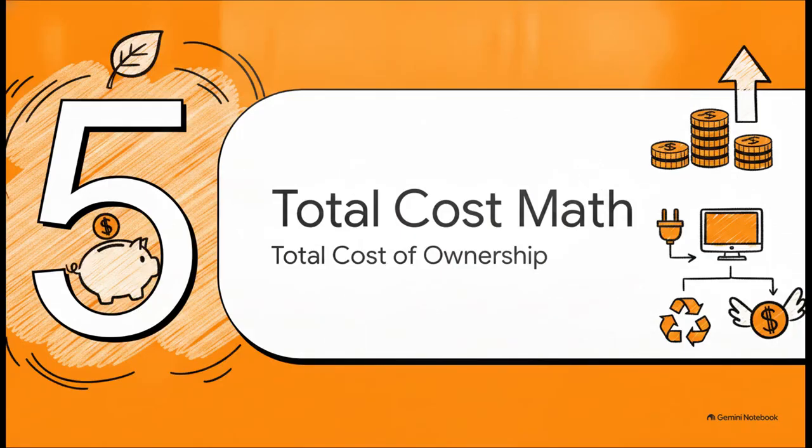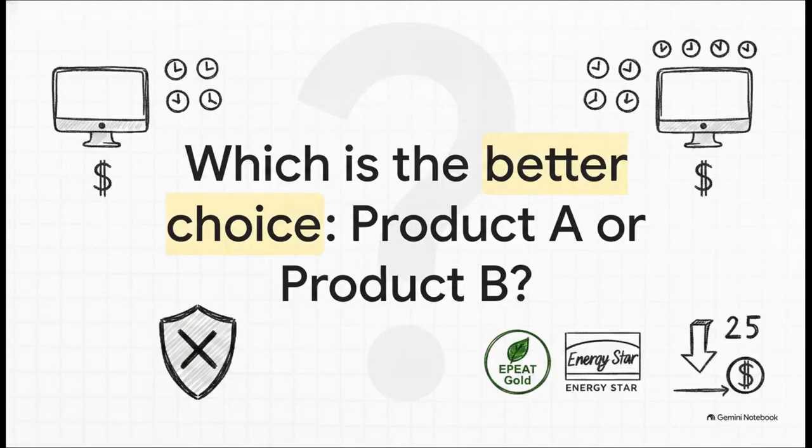Finally, Section 5, calculating the total cost of ownership. This is the ultimate procurement showdown. Product A looks like a steal at $350 up front, but it only lasts 3 years. Product B gives you sticker shock at $480, but it lasts 5 years, it's EPEAT Gold, and its Energy Star rating saves you $25 a year in power. How do we mathematically prove which is actually the better deal?